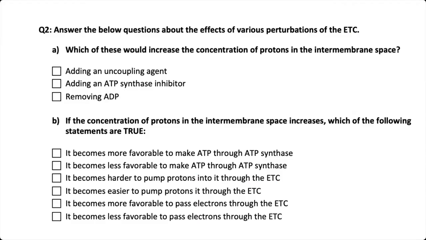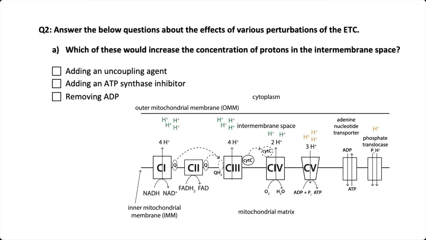Now let's think about the mitochondrial electron transport chain and think about what would happen if we perturbed it. Question A is asking us, which of these would increase the concentration of protons in the intermembrane space? Remember that the intermembrane space is where we're pumping the protons into, building up the gradient so that the proton gradient can be used to flow through the ATP synthase and power the production of ATP.